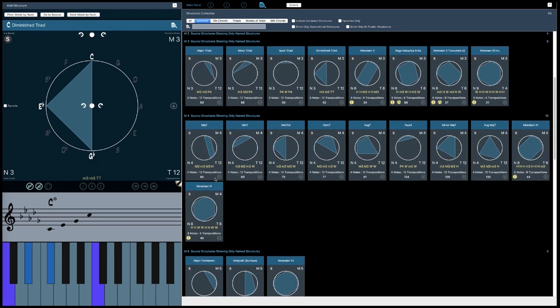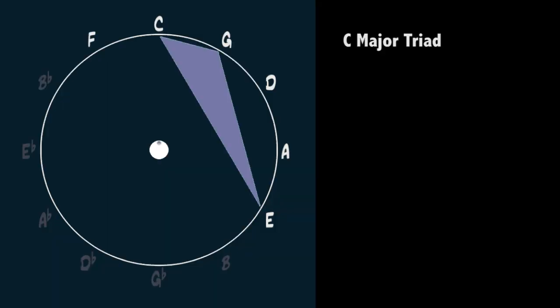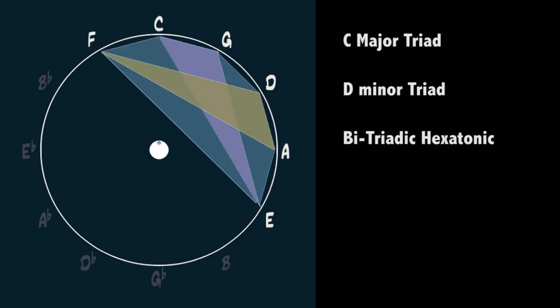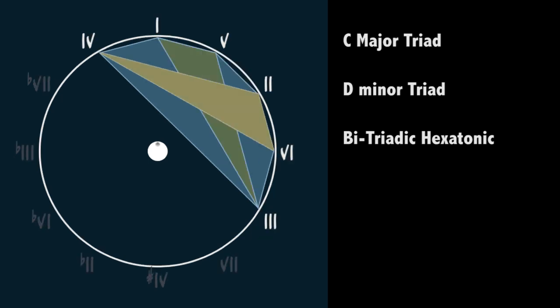Let's start with a simple example. Imagine a C triad combined with a D minor triad. They are non-overlapping. C, E, and G, and D, F, and A. No common tones. So this should produce a bi-triadic hexatonic. If we assume C is the root, or the key, then we can see this scale as being produced by the major triad on the 1 and a minor triad on the 2.